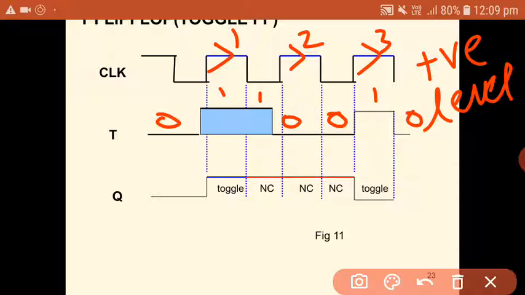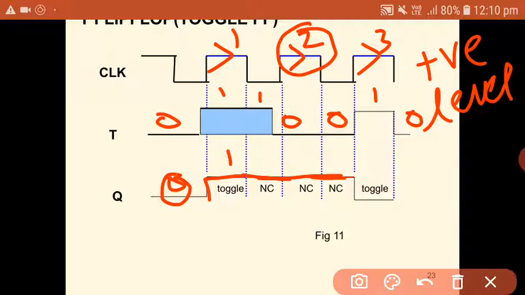So whenever first clock pulse is applied, since T input is 1, output is changing its state from 0 to 1. Since T is equal to 1 at that instant of time, and previous output is 0, it will be changing its state from logic 0 to logic 1. And when the second clock pulse is applied, T is becoming again 0. So when T is equal to 0, what will be the status of output? It follows the previous output. So previous output is 1, that will be followed for the second clock pulse.